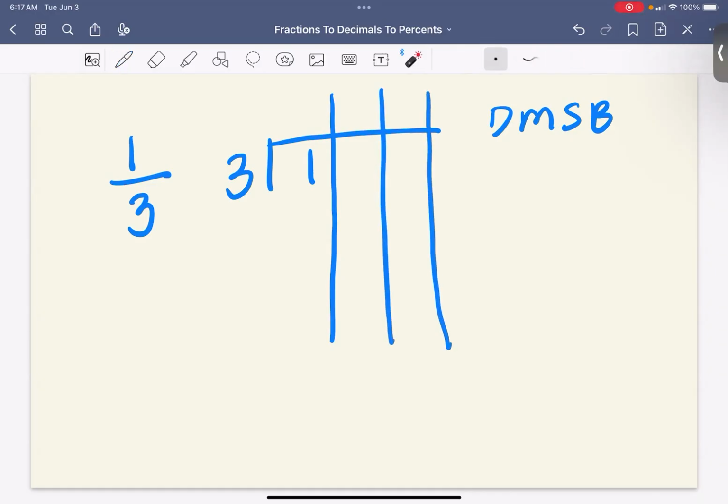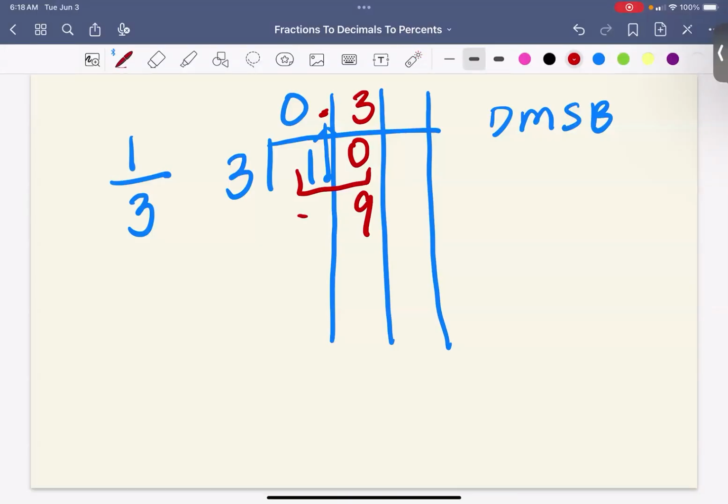So let's divide. 3 can go into 1 0 times. So I want to keep dividing. Add a decimal. Bring that decimal up. Add a 0. Now the new number is 10. So now 3 can go into 10 3 times. So I divided. Now I need to multiply. 3 times 3 is 9. Now I need to subtract. 10 minus 9 is 1.